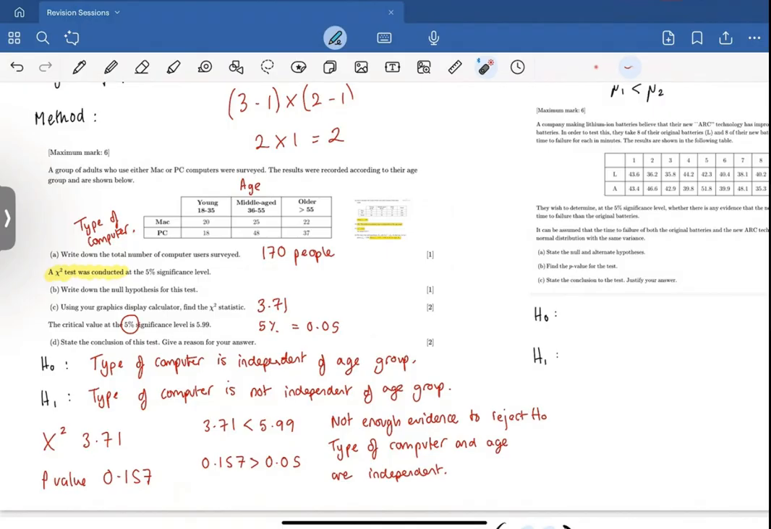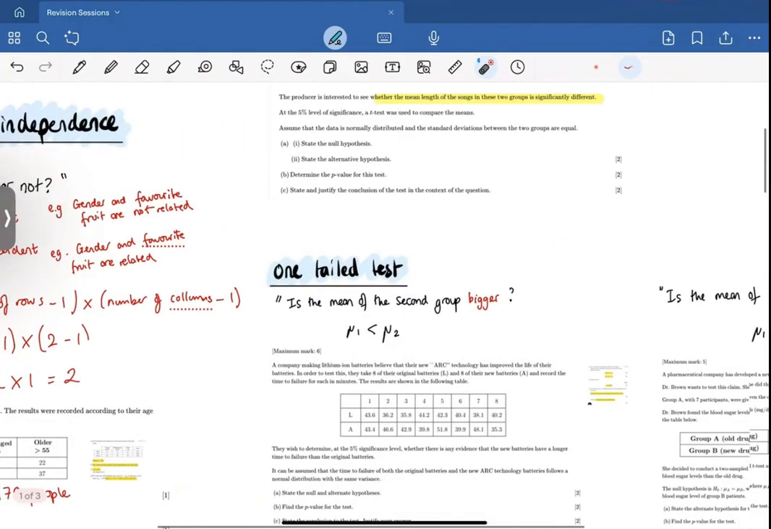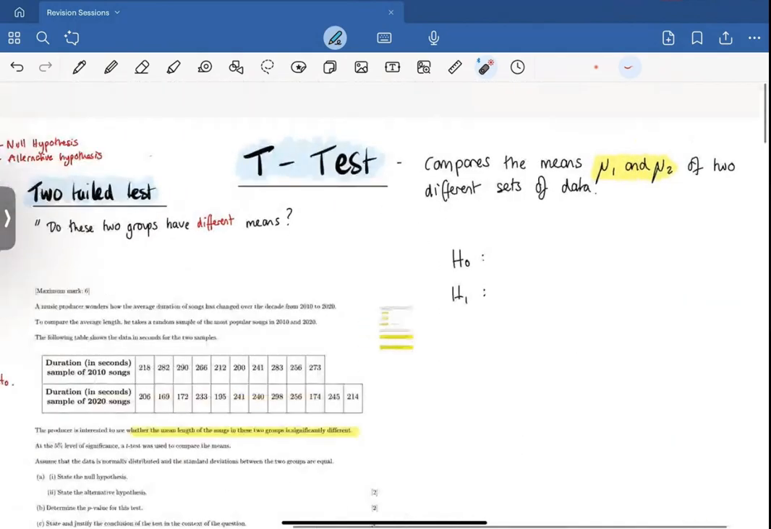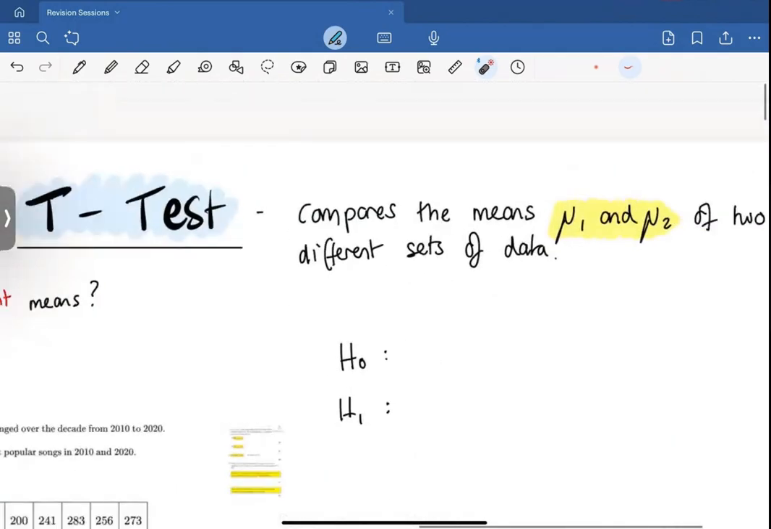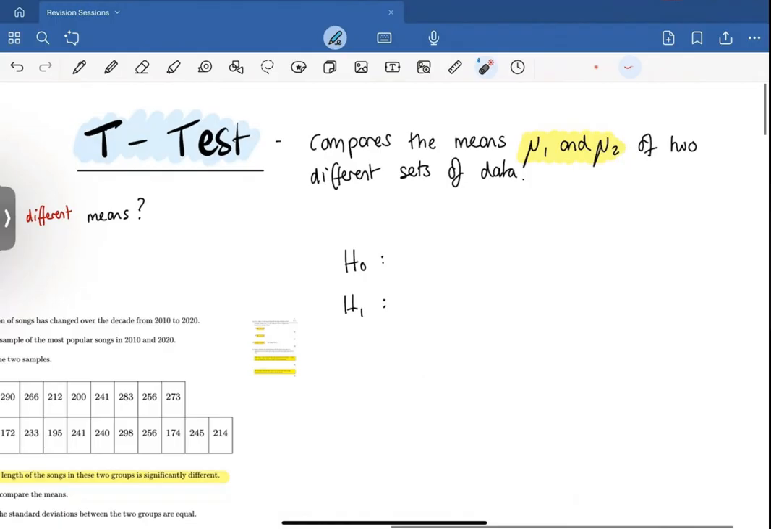Okay, so that's our first statistical test. We're going to move on now to the t-test. So the t-test, there are 3 different, well, 2 main different t-tests. One of them has kind of 2 variations, but they compare the means of 2 different sets of data and see whether or not they are statistically different, or if one of them is statistically more than the other, or if one of them is statistically less than the other.